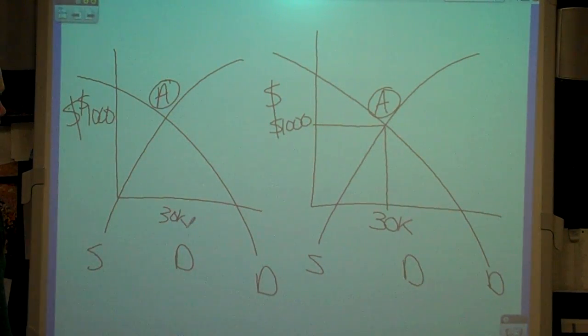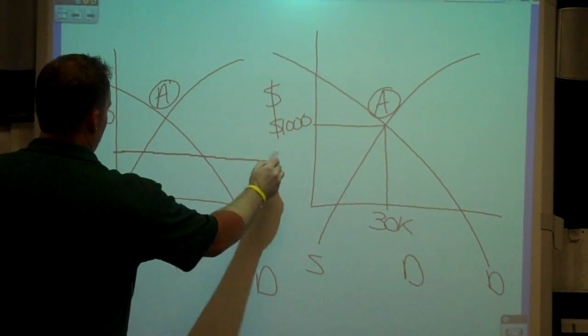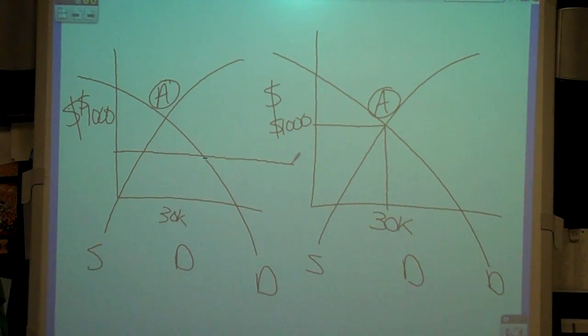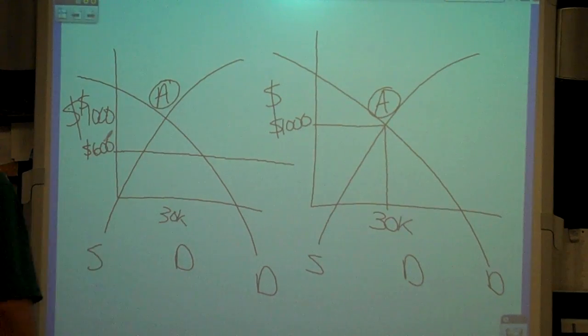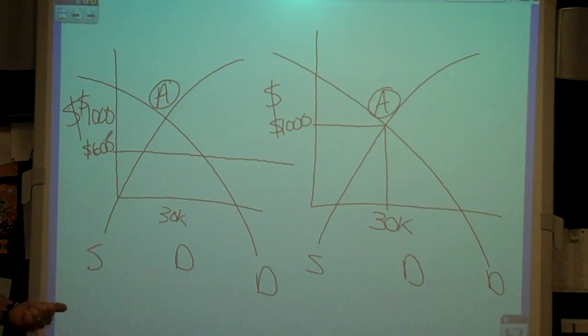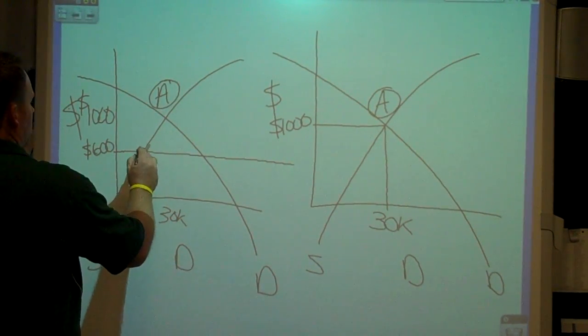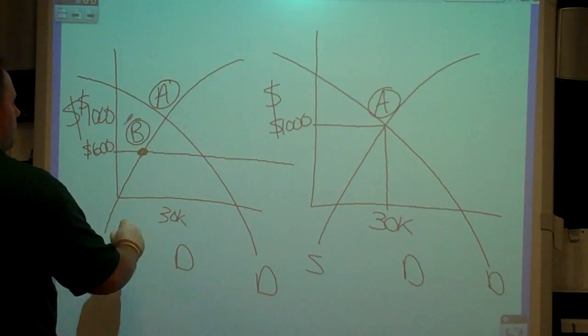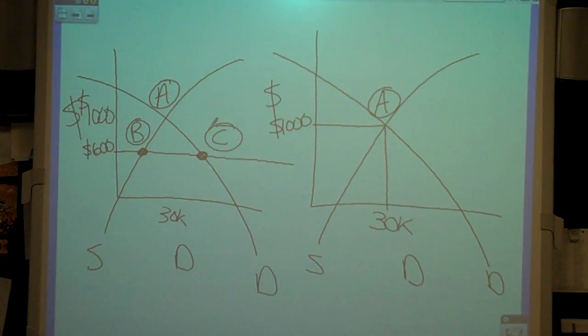Down here, 30,000, okay? Problem is, here at this line, right there, we have rent control, which means that the government has said you now cannot sell apartments for any more than $600 per apartment. Okay? Now both the law of supply and demand come into effect here. We have this point here, which we're labeling point B. This point right here, which we are labeling point C.